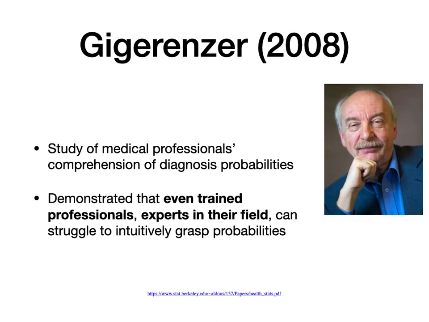He's involved in a sort of human bounded rationality work laboratory over in Germany at the Max Planck Institute. And in 2008, he ran a study of medical professionals' comprehension of diagnosis probabilities. So demonstrating, which you'll see in a minute, that even trained professionals who are experts in their fields can really screw up basic probabilistic understandings. This is not to speak ill of them, it's to speak ill of the whole human brain situation.